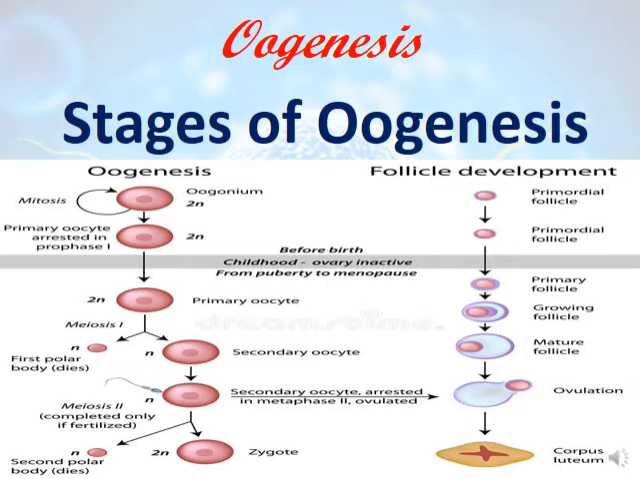Here we have folliculogenesis, the development of the follicle from the primordial to the primary, to the secondary, to the tertiary, to the Graafian, and then we have ovulation. We'll talk about this later. In oogenesis, we have the development of the oogonium into the primary oocyte, then the primary oocyte gives the secondary oocyte, then the secondary gives the second polar body and the zygote after completing meiosis 2. We will discuss this in the coming slides.